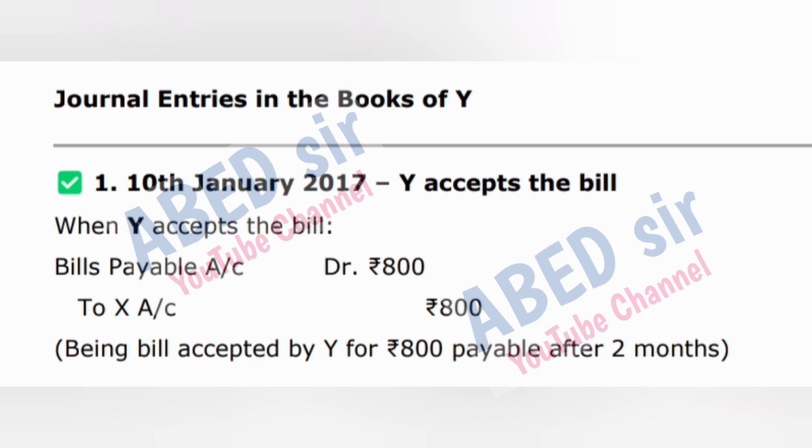Journal entries in the books of Y. 1. 10th January 2017, Y accepts the bill. When Y accepts the bill. Bills Payable A/c Dr. 800 rupees. To X A/c 800 rupees. Being bill accepted by Y for 800 rupees payable after 2 months.